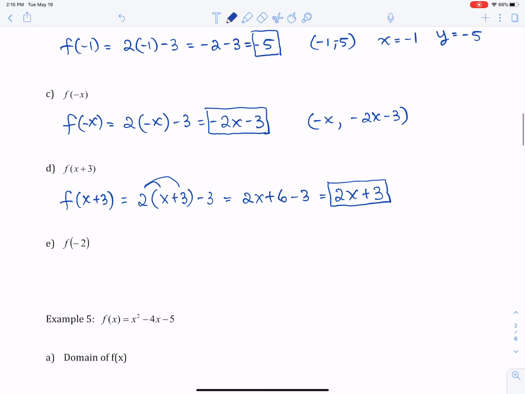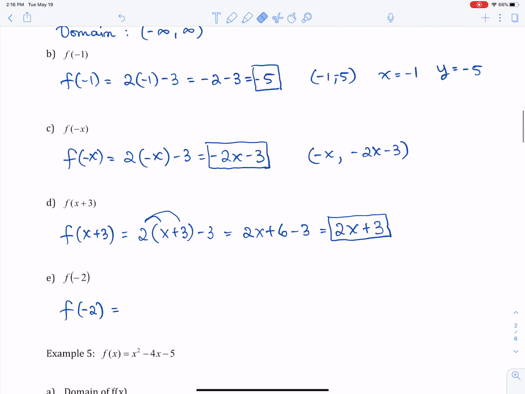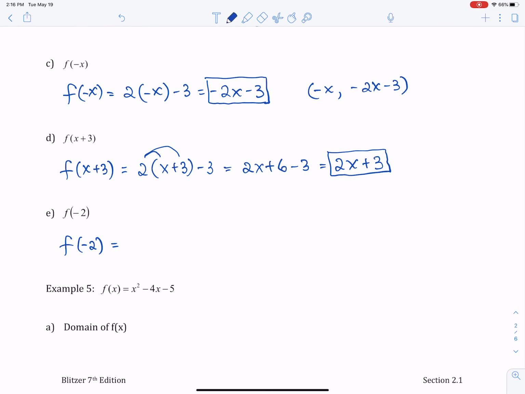The next, f of negative 2. I need to plug in negative 2 in my box. And that would produce f of negative 2 is equal to 2 times negative 2 minus 3. The result is negative 4 minus 3, or negative 7.